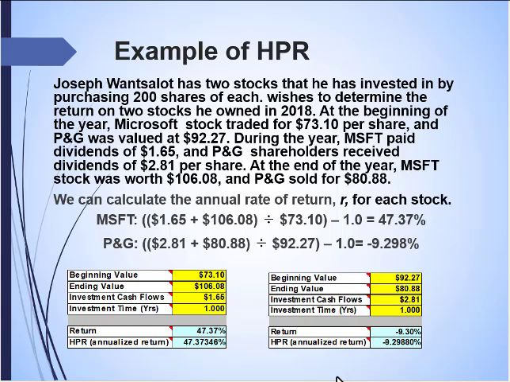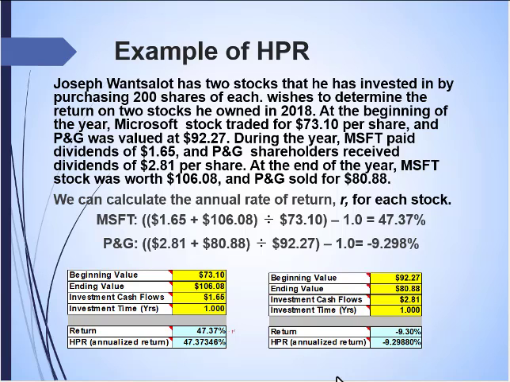So what we can see is $73 is what we paid for Microsoft. At the end, it was worth $106. We received some dividends, $1.65, and this is 1 year. So in this year, it earned 47.37%. Pretty decent return for 1 year, I would think.